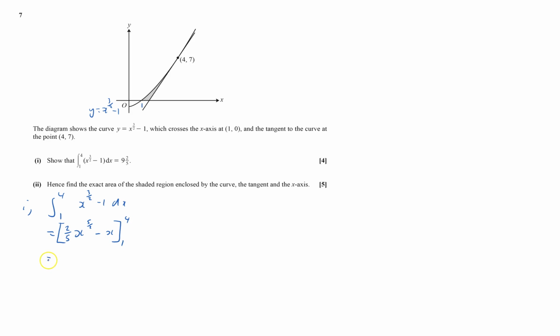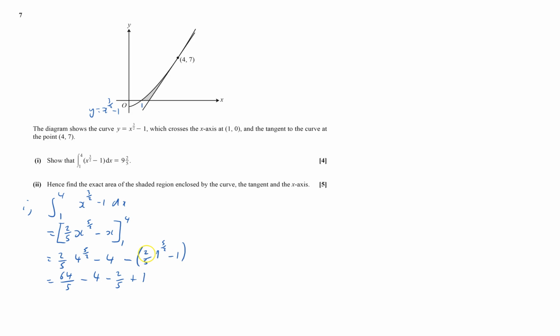Putting in 4, that's 2/5 of 4 to the power 5 over 2 minus 4, and then minus putting in 1: 2/5 of 1 to the power 5 over 2 minus 1. That equals, well, 4 to the power 5 over 2, the over 2 means the square root of 4, which is 2. 2 to the power 5 is 32, times by 2 over 5, that's 64 over 5, minus 4. 1 to the power of anything is 1, so that'll be minus 2/5, and then minus 1 is plus 1.